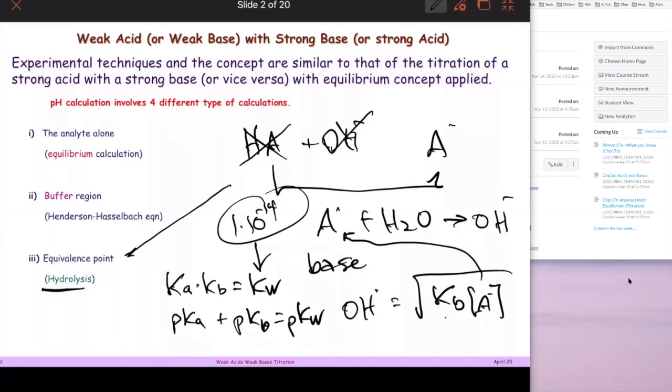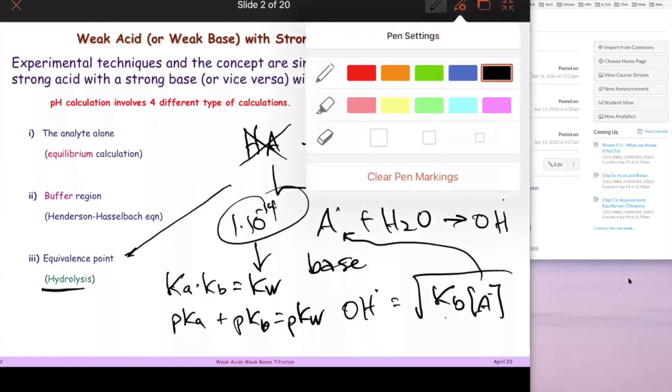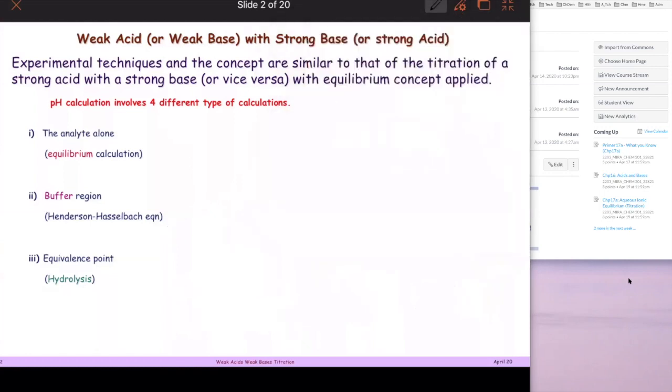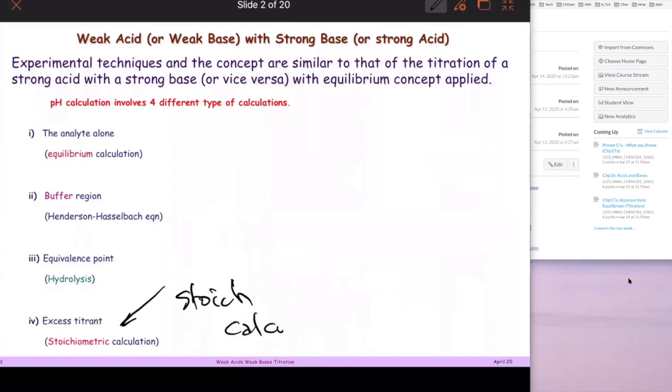You've got to remember, you don't have the original analyte anymore. You have its conjugate because it's been converted. So you have to solve that equilibrium. And then we get to the last part, and this is stoichiometry. What you need to do is calculate the excess that didn't react.